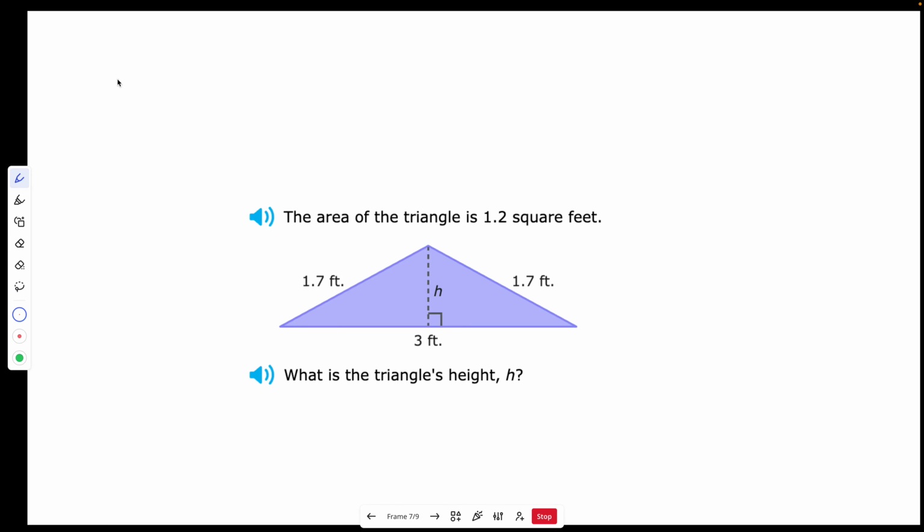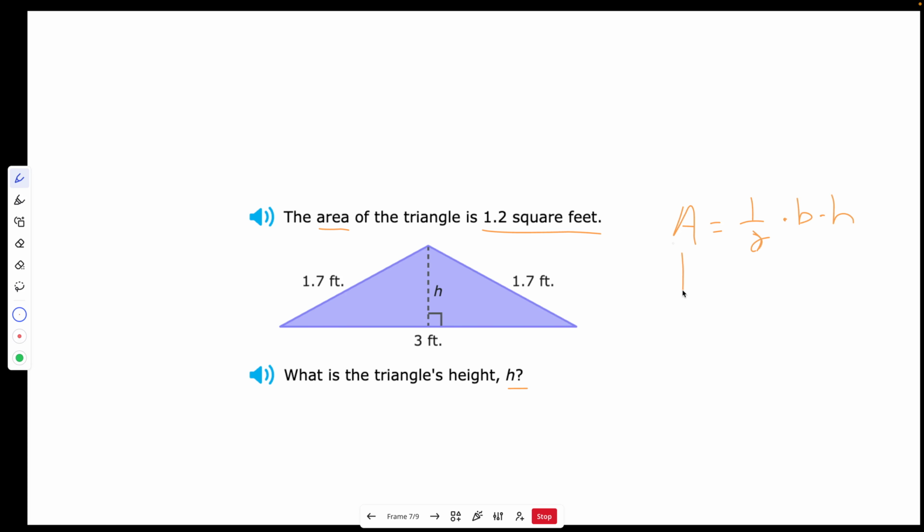Now for this problem, something a little different. Here they tell you the area, right? They say the area of the triangle is 1.2 square feet. And it says, what is the triangle's height? So here, let's look at our formula again. It's 1/2 times the base times the height.